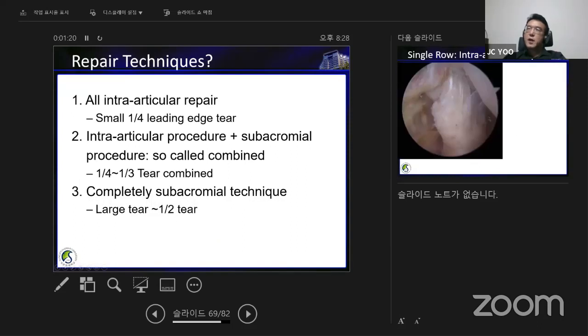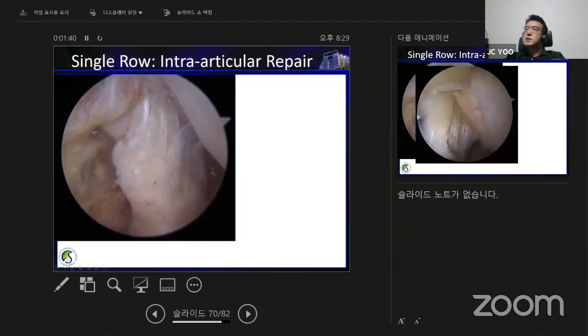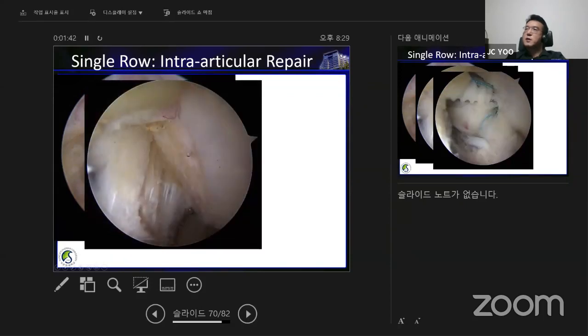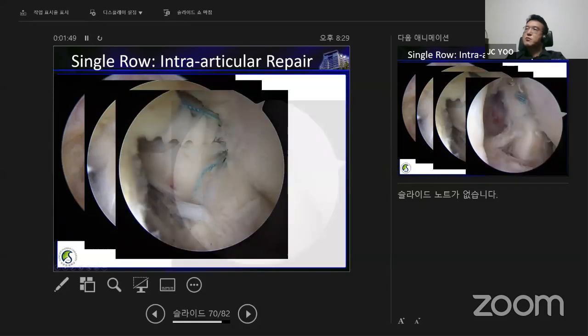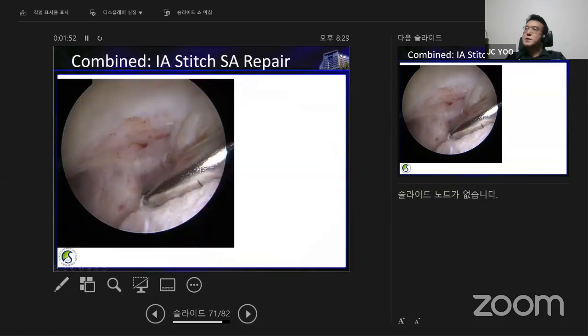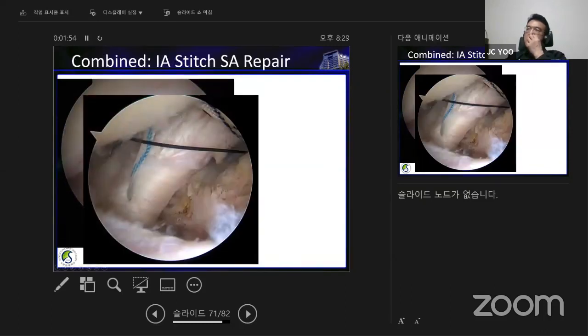And the repair technique should be, in my hand, divided into 3 different categories. First is to do intraarticular all inside technique, or you can do intraarticular with the subacromial out of the box procedure, and completely out of the box procedure. As you can see, there is a small intraarticular tear. I told you the facet is exposed right here, and then we can do an intraarticular all inside repair like this. You can see there, IA tear, another.